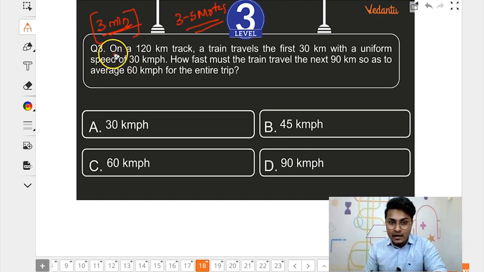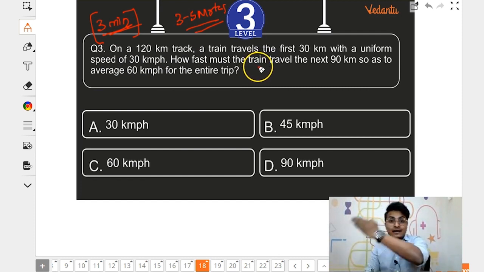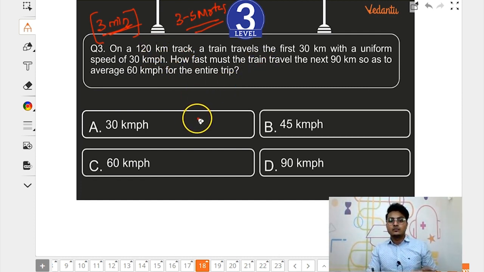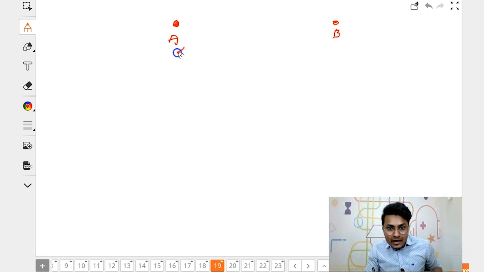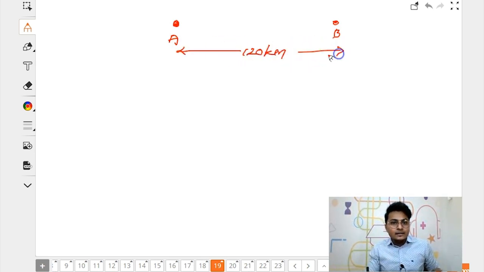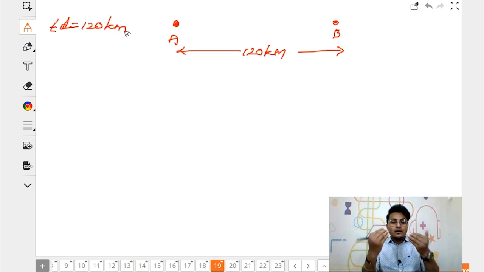The question states again. Let me draw the diagram. On a 120 kilometer track, a train travels. So the entire track is 120 kilometers. Okay? So that's the easiest part for me to understand. So I'm going to consider that the track starts from point A and ends at point B, and the entire distance between the track is 120 kilometers. So guys, I already have the total distance with me. That is 120 kilometers. That's the total distance my train is traveling. As simple as that. So we have got it.